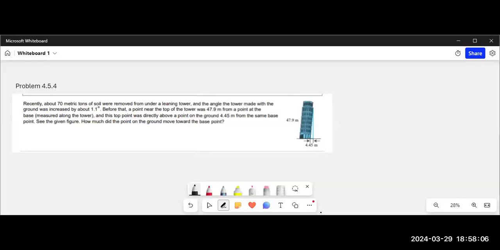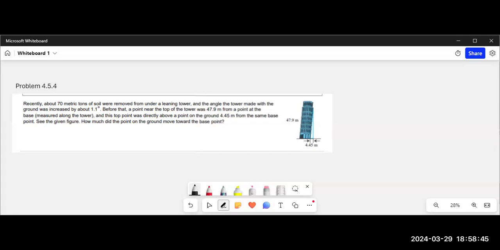In this video, we're going to talk about problem 4.5.4 from section 4.5. Section 4.5 is on solving applications involving right triangles. The problems are extensive and require quite a bit of work that wouldn't just fit on top of the PDF, so I'm using the whiteboard. I've copied the exact problem here that I'm going to be working.